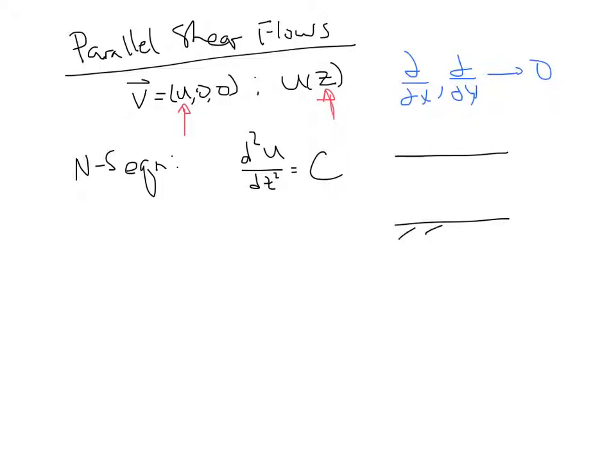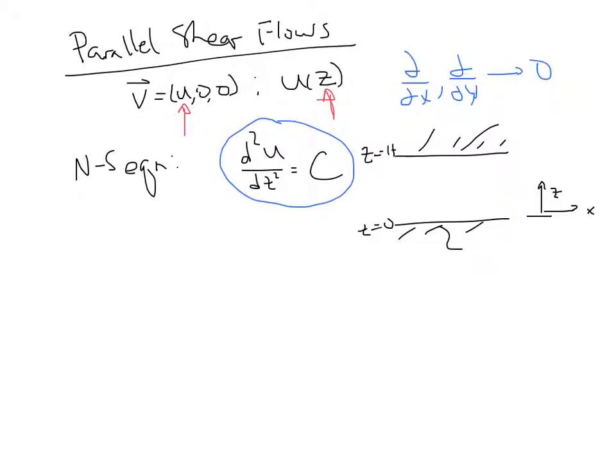Parallel shear flow in the x direction needs to be defined on a domain where we have, say, z axis going upwards, the x-axis horizontal, and we go from z equals 0 to z equals h. So we need a boundary condition at z equals 0 and a boundary condition at z equals h. So we have two boundary conditions, which are required because this is a second-order differential equation.